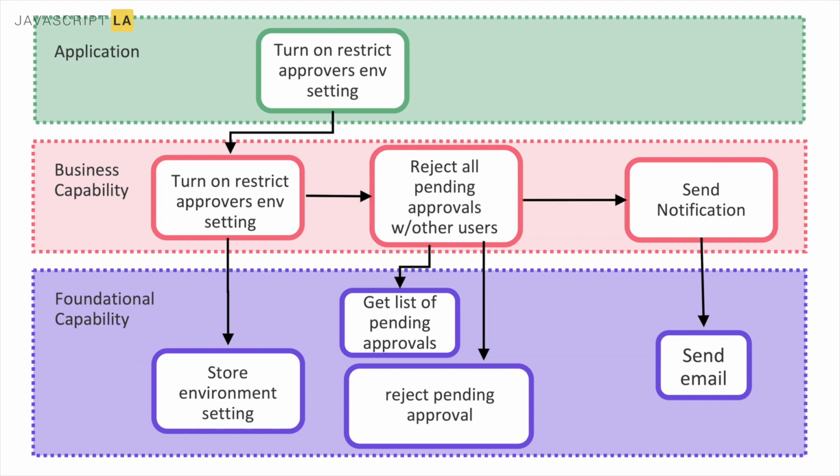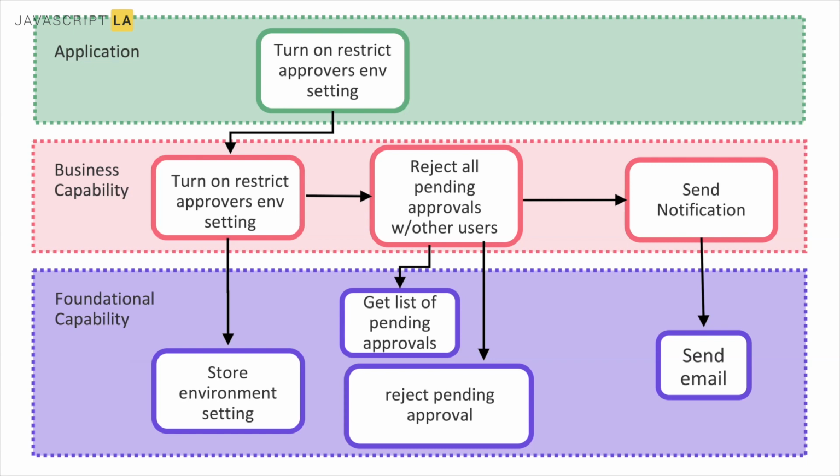Meanwhile, it's also going to need to go ahead and reject all pending approvals that don't map to this new setting. So if I have an approval out with the potential approvers being people not in this list of approved approvers, then I'm going to need to go ahead and reject those. And then when I reject those, I'm probably going to need to get a list of all of those pending approvals and then reject each one.